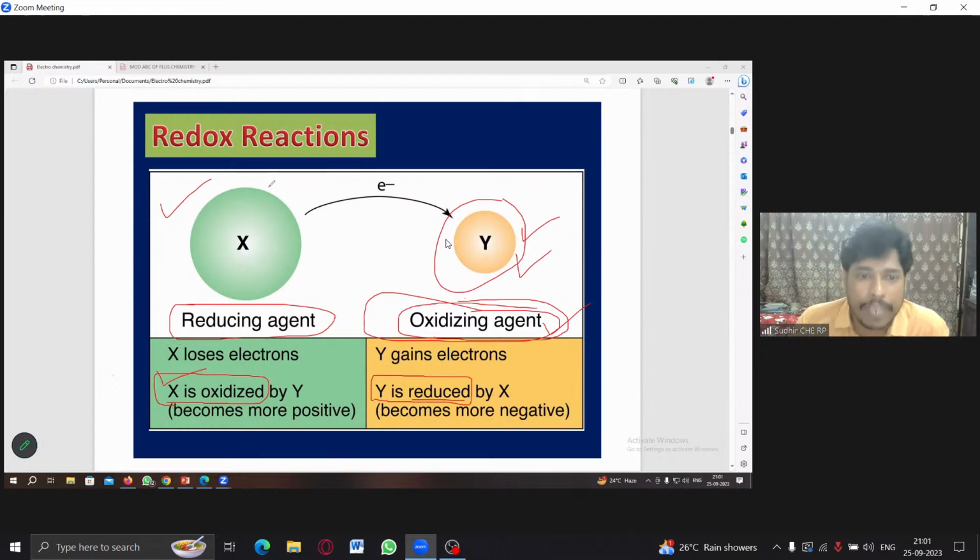Imagine now, if X is not there in this process, can Y undergo reduction? No, because electrons must be there. Who is donating that electron? X is donating that electron. So if X is not donating that electron, Y cannot be involved in the reduction process. So X is supporting the reduction of Y here. That's why this X is treated as a reducing agent.